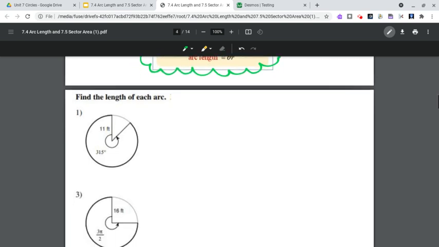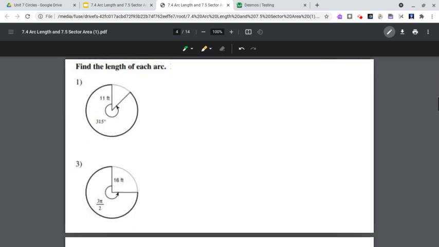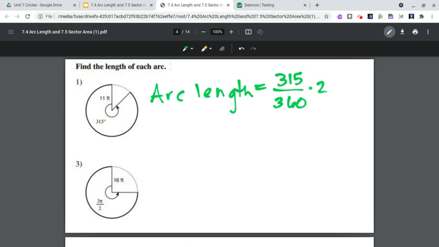Number one says find the length of each arc. So we're calculating the length of the bold arc. We are given the measure as 315 degrees, and we are given that the radius is 11 feet. So we're going to calculate arc length equals 315 divided by 360 times 2 pi, and then times our radius, which is 11.